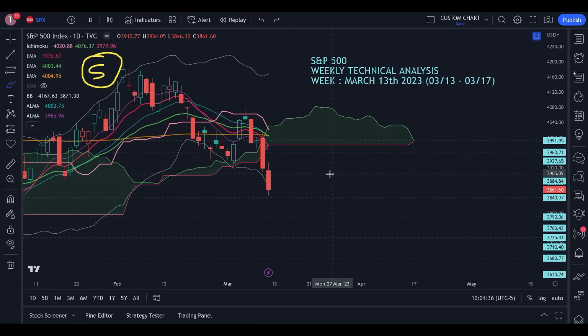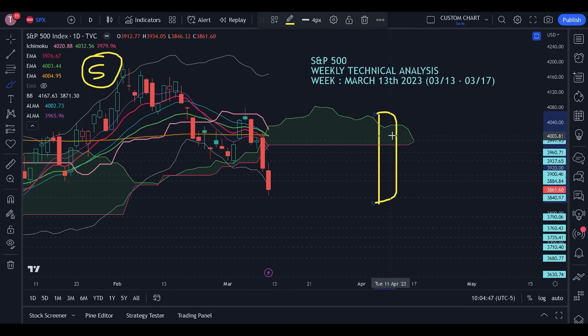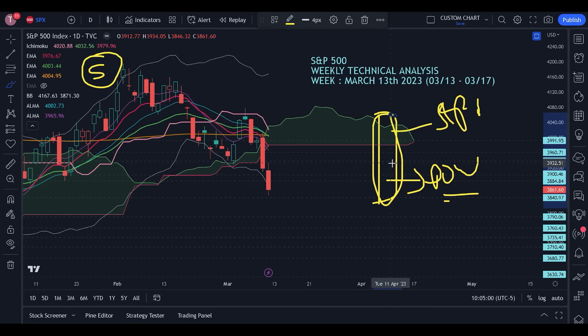So once again, let me repeat what I mentioned in the first and second points of the agenda. Because of the heavy bearish engulfing candle on the weekly chart of the S&P 500, technically it indicates that the next weekly candle that forms must be red.